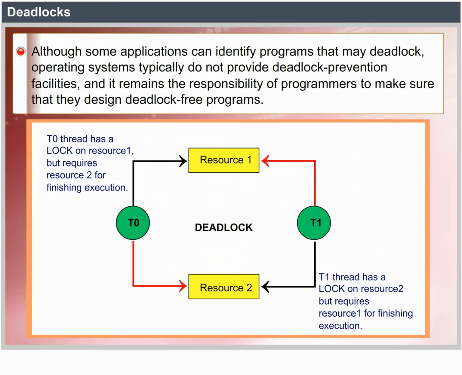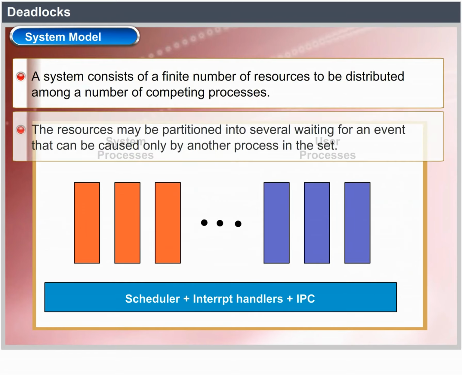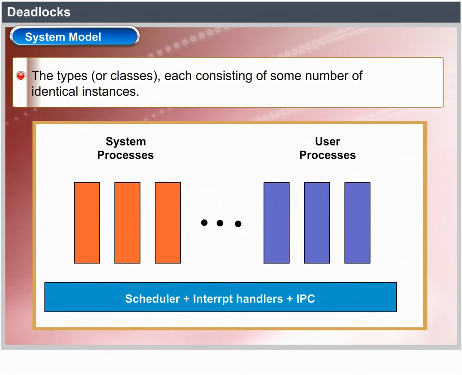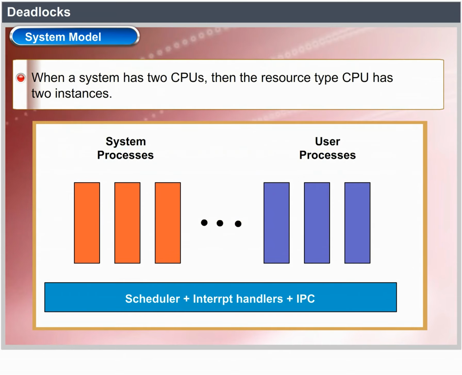System model. A system consists of a finite number of resources to be distributed among a number of competing processes. The resources may be partitioned into several types, or classes, each consisting of some number of identical instances. CPU cycles, files, and I/O devices such as printers and DVD drives are examples of resource types. If a system has two CPUs, then the resource type CPU has two instances. Similarly, the resource type printer may have five instances.